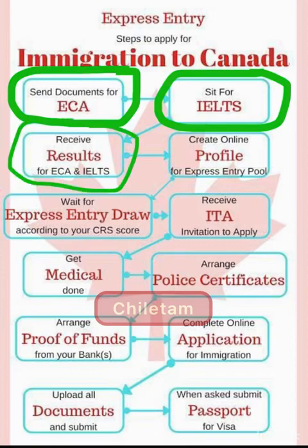Once you've received your results for ECA and IELTS, it is now time to create an online profile for the Express Entry pool. To create an Express Entry profile, you go to the IRCC website and enter all your details: work experience, remember the ECA that was evaluated, your language score, family ties. At this point, you're not submitting anything. It's just like a form.